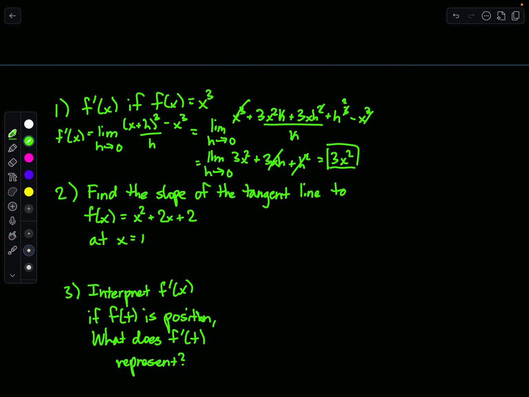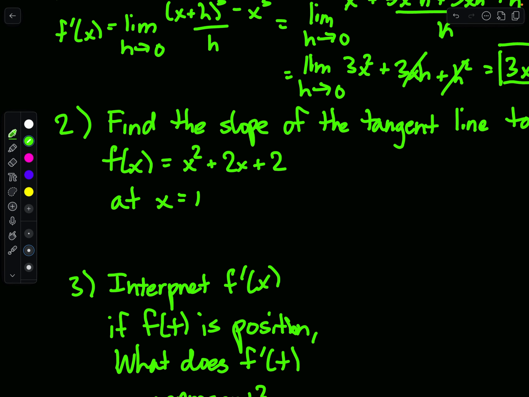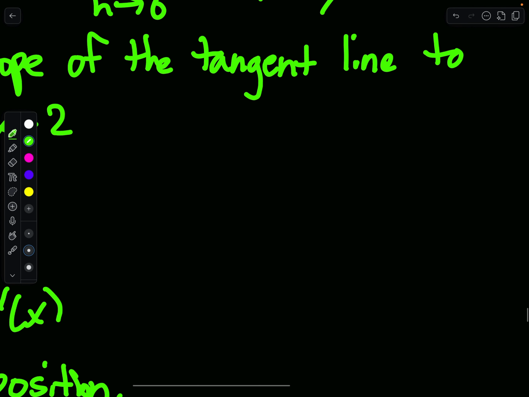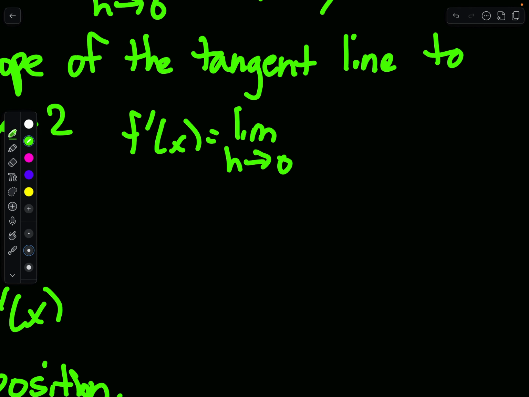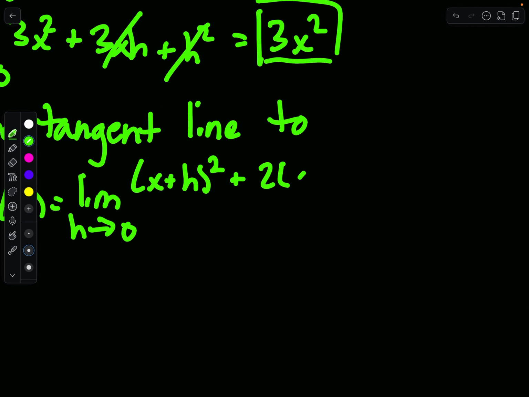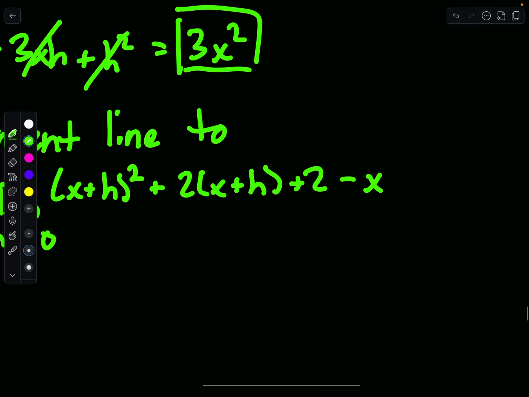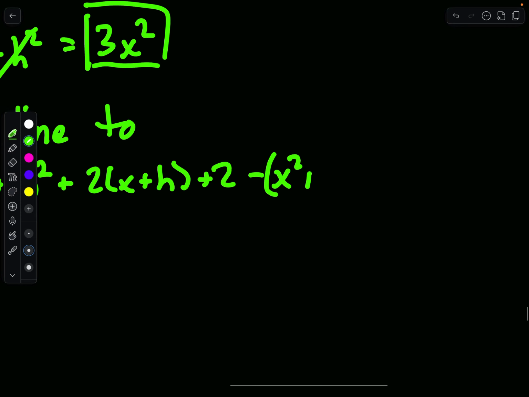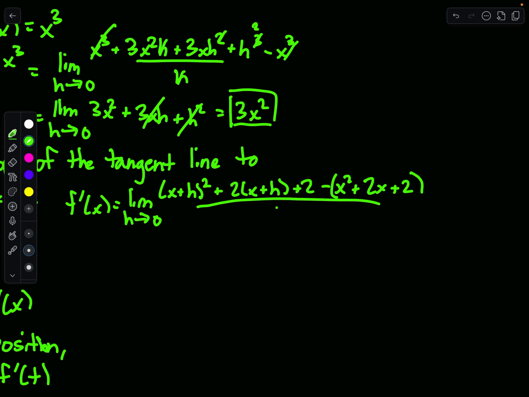Now next, for number 2, find the slope of the tangent line to f of x equals x squared plus 2x plus 2 at x equals 1. Now again, we use our limit definition. f prime of x equals the limit as h approaches 0 of (x plus h) squared plus 2 times (x plus h) plus 2 minus (x squared plus 2x plus 2) all over h.